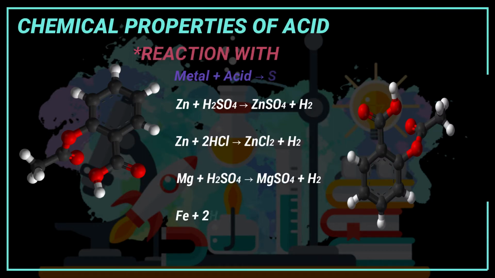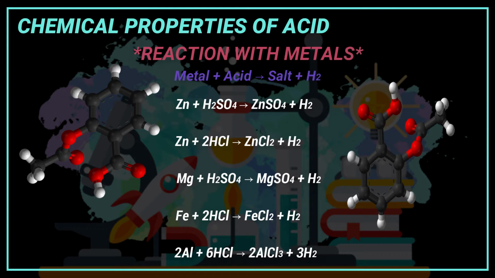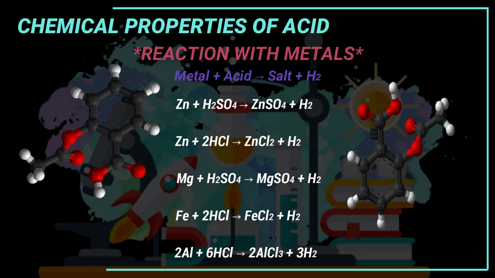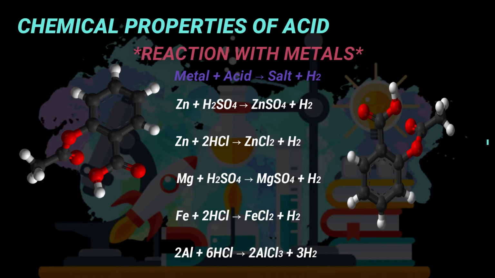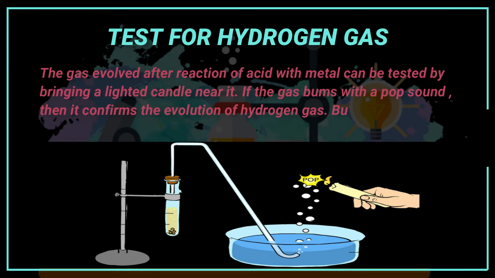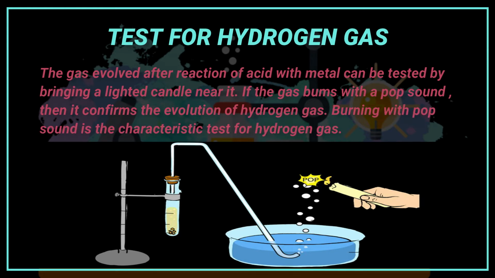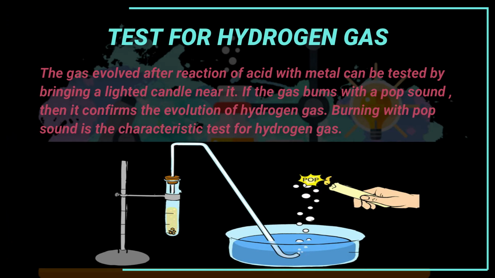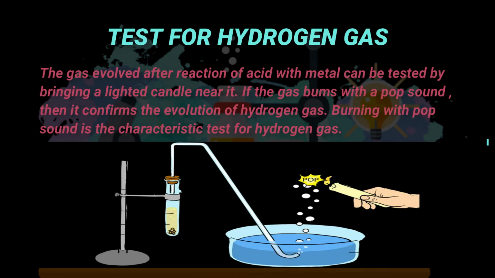Chemical properties of acids. Number 1. Reaction with metals. Acids give hydrogen gas along with respective salt when they react with metal. Some reaction examples are as follows. Test for hydrogen gas. The gas evolved after reaction of acid with metal can be tested by bringing a lighted candle near it. If the gas burns with a pop sound, then it confirms the evolution of hydrogen gas. Burning with a pop sound is the characteristic test for hydrogen gas.